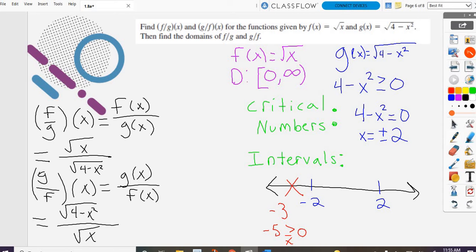So then what's going to be a value that's in between negative 2 and 2? 0. If I plug in 0, what do we get? 4 is greater than or equal to 0. Is that a true statement? Yes. Okay, so remember that when we have a number line, how do we indicate that a portion is a part of our answer? What do we do?